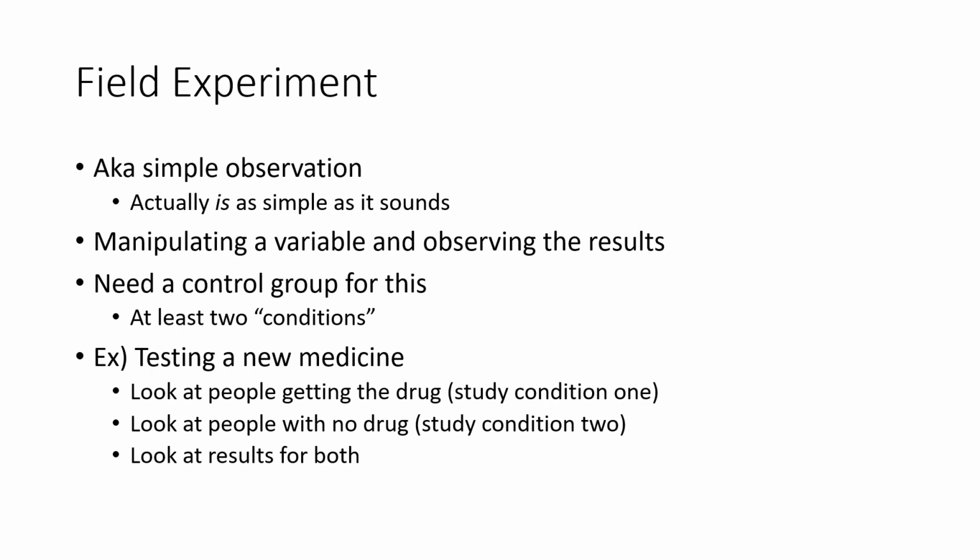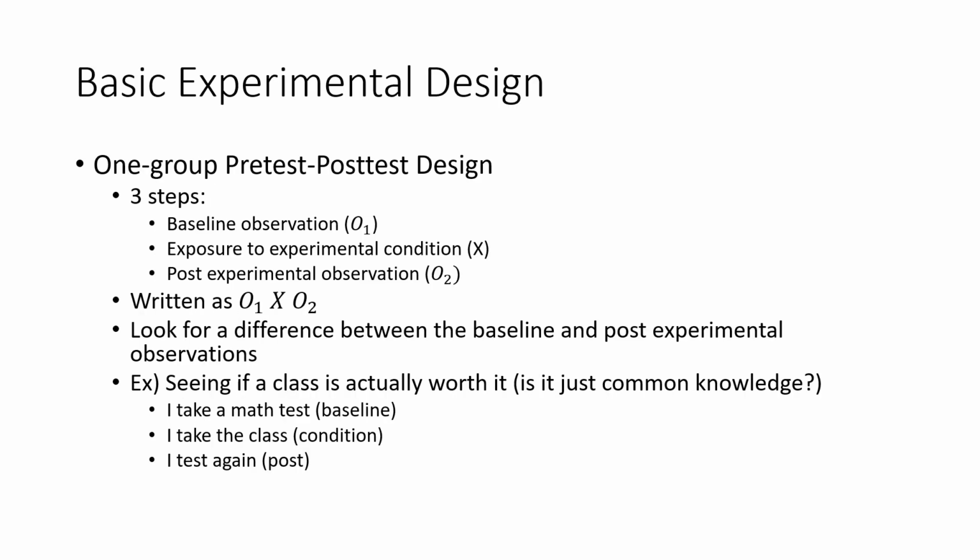So say that you're testing a new medicine. You're going to look at study condition 1, which will be people who are getting the drug. And then study condition 2, which is people who are not getting the drug. And we're going to look at the results for both of those. Okay, and so that kind of goes into basic experimental design.